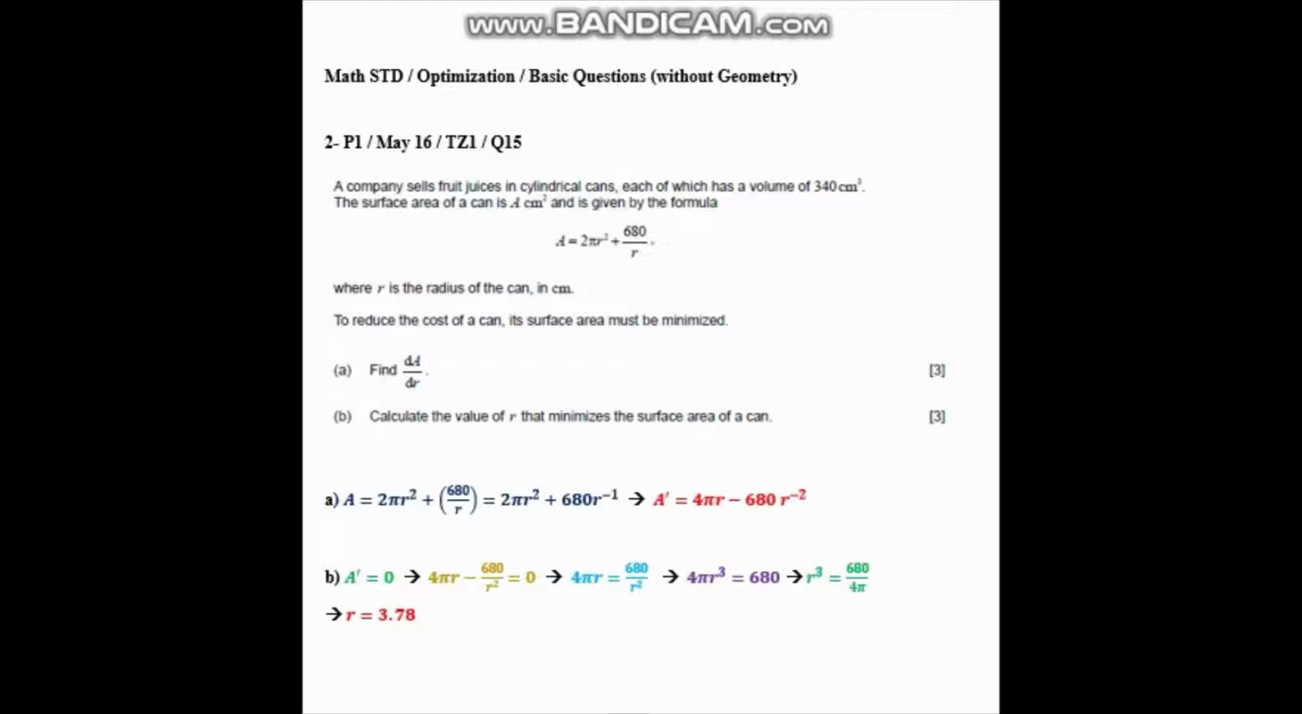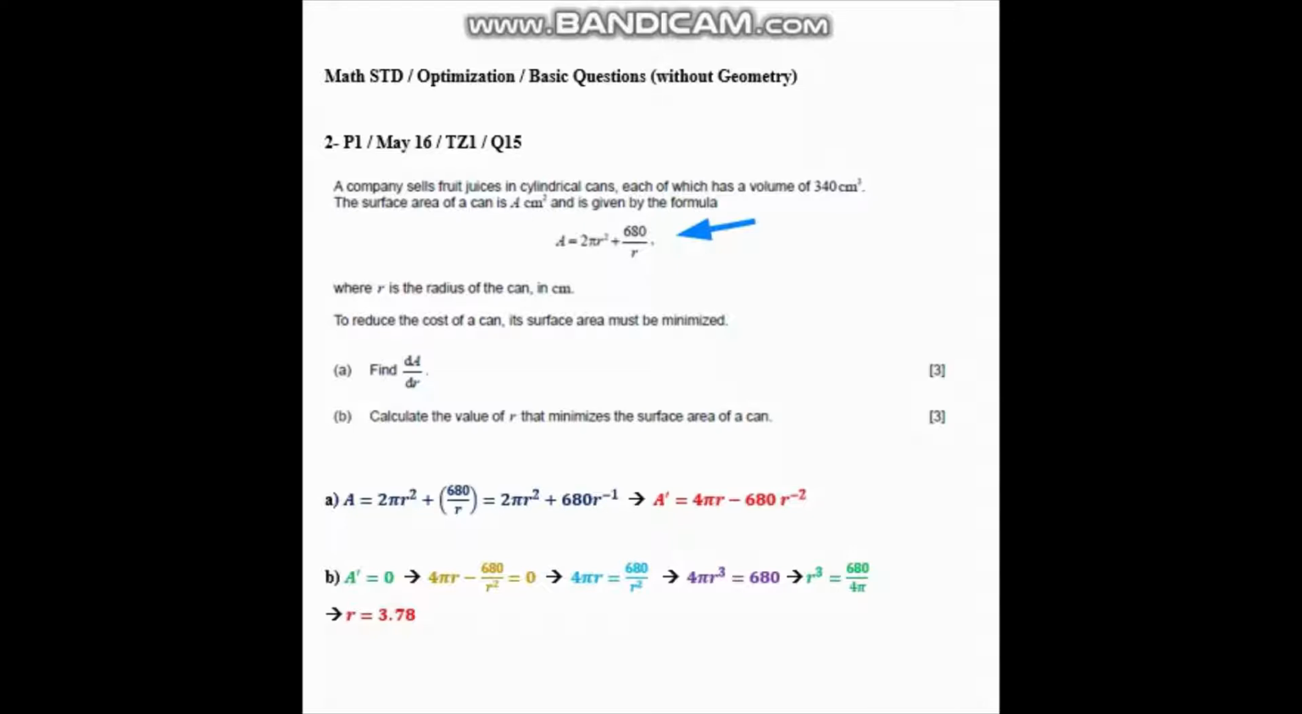So we are told that a company sells fruit juices in cylindrical cans, each of which has a volume of 340 centimeters cubed. The surface area of a can is A centimeters squared and is given by this formula right there, where R is the radius of the can in centimeters. To reduce the cost of a can, its surface area must be minimized.